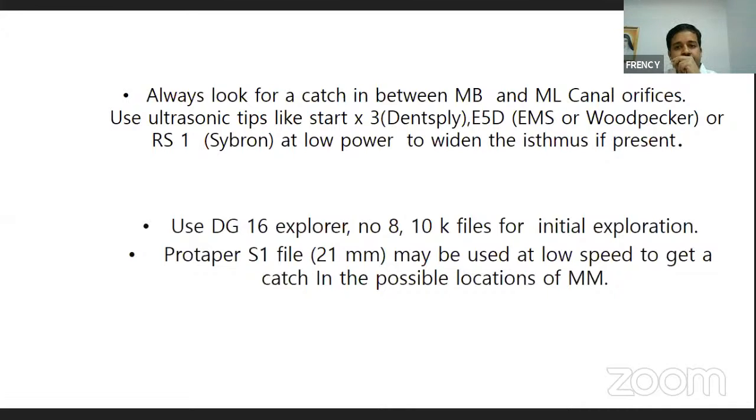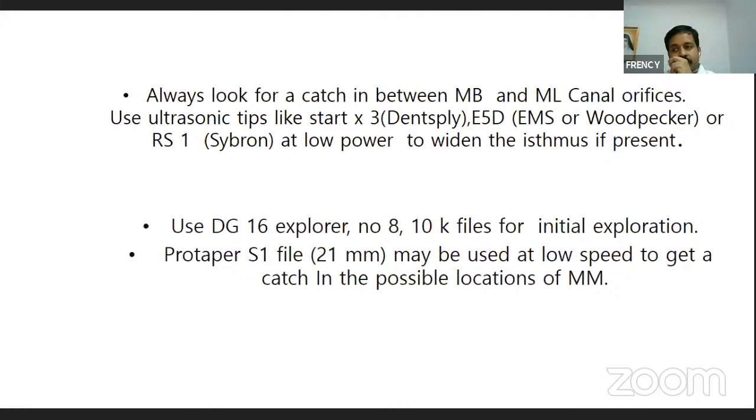Always look for a catch. I am explaining in this scenario the middle mesial canal, but this can be used for every case. Always look for a catch in between the mesiobuccal and mesiolingual canal, and use ultrasonic tips like StarTex3 E5D or RS1 from Cybron at low power to widen the isthmus or the suspected area of canal. Use it at a very low power. Slightly irrigate to remove the debris and to cool down the area. Then use the DG16 Explorer, then number 8 and 10 K files for initial exploration. Try to get any catch in that area.